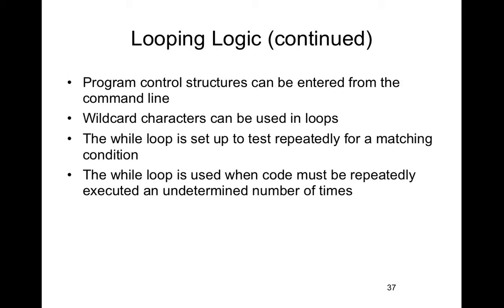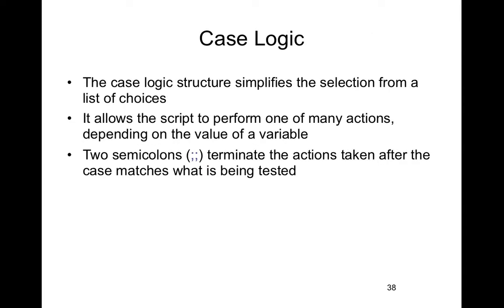I'm not going to bother typing them in. So the program control structure can be entered from the command line, as we've seen. Wildcard characters can be used in loops, and the while loop is set up to test repeatedly for a matching condition. So we have this undetermined number of times. The while loop goes for an undetermined number of times, whereas the for loop goes for a predetermined number of times.